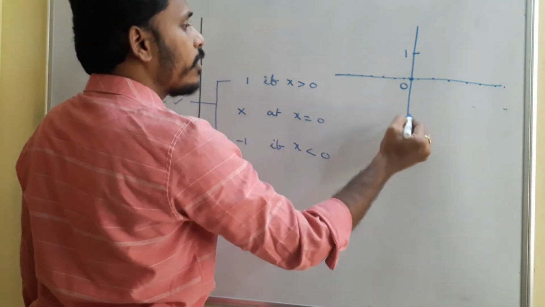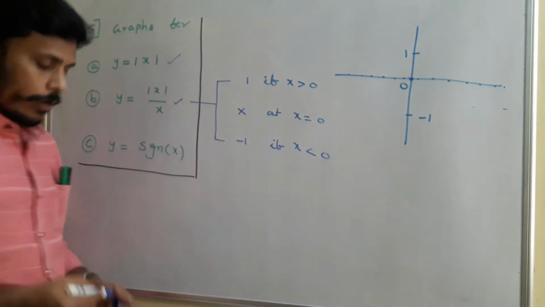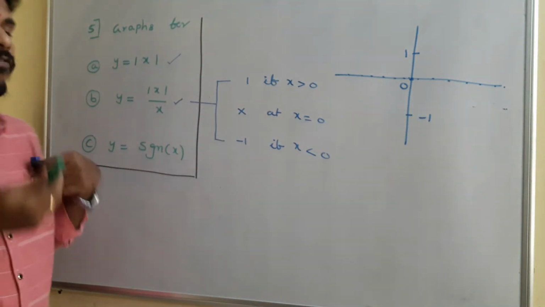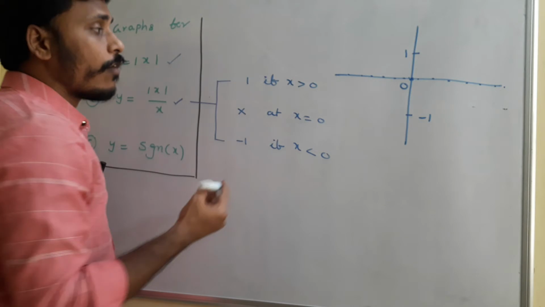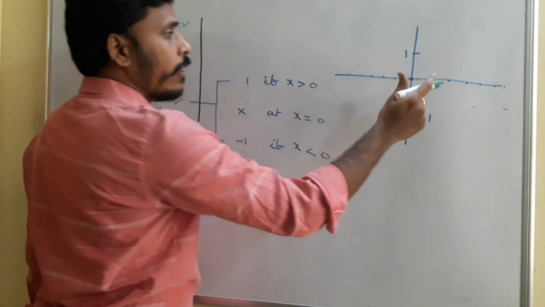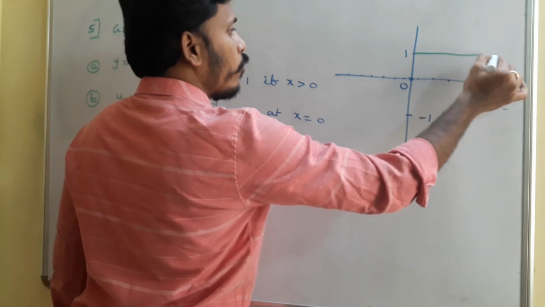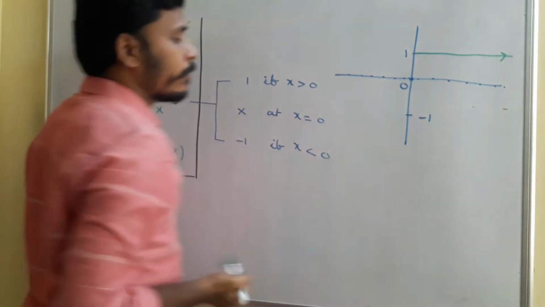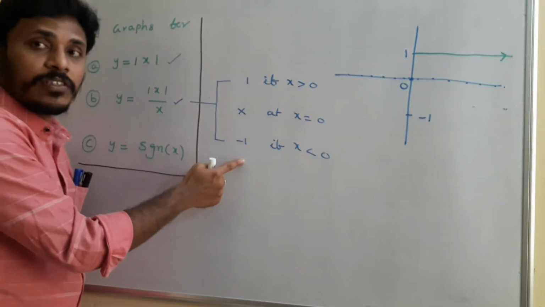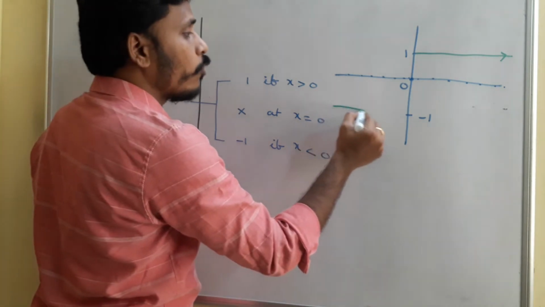So, you have 1 at this point, minus 1 at this point. And if you wish to sketch the graph for this, for positive values of x, the graph is at 1. For every positive value of x, the graph is at 1. So the graph looks like this. It goes on. Whereas for negative values, the graph is at minus 1. So the graph looks like this.